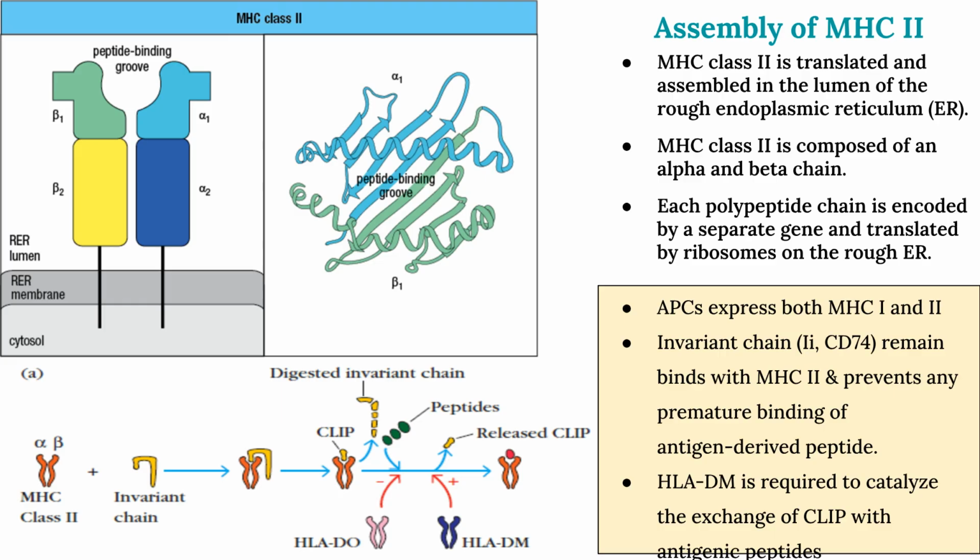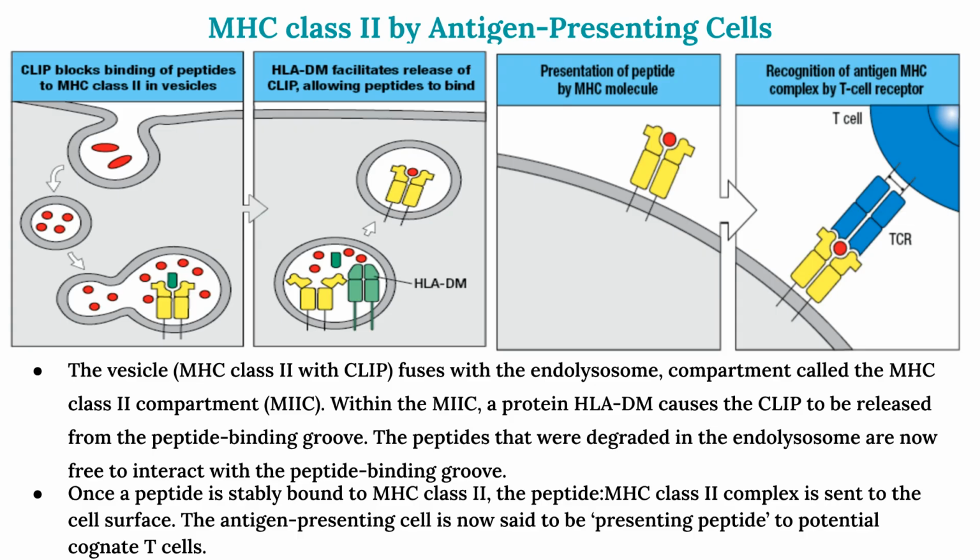MHC Class II molecules are assembled in the rough ER. An invariant chain, or Ii, binds to MHC2, preventing premature antigen binding. HLA-DM then facilitates the exchange of CLIP with antigenic peptides. The MHC Class II CLIP complex fuses with an endolysosome, forming the MIIC. Here, HLA-DM releases CLIP, allowing degraded peptides to bind to MHC Class II. The complex then moves to the cell surface for presentation.